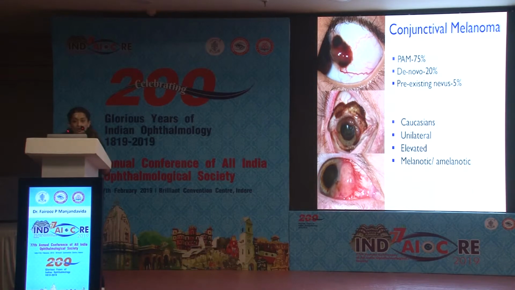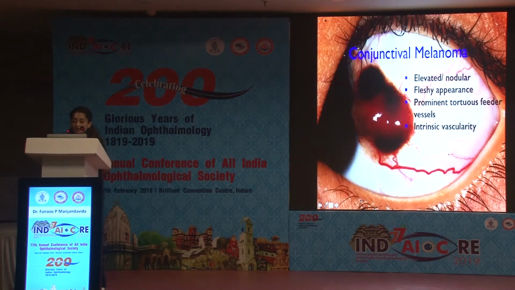It's usually found in the Caucasians. We do see it in India also. Unilateral, elevated, it can be fleshy. It can be both melanotic and even amelanotic. As you can see here, it's an amelanotic conjunctival melanoma. What you need to look for, as in any other malignant lesion, is the nodularity, the thickness, the color of the lesion. As you saw in the conjunctival nevus, it was more of a lighter shade of brownish pigmentation, whereas in melanoma, it's much darker pigmentation.